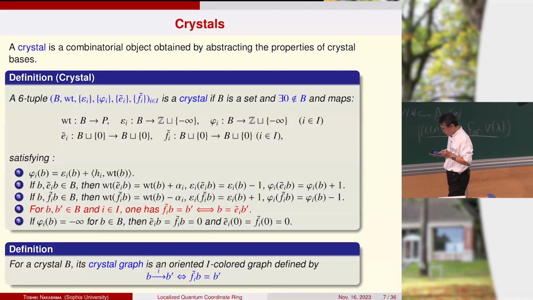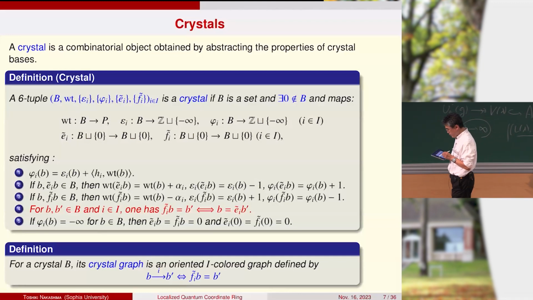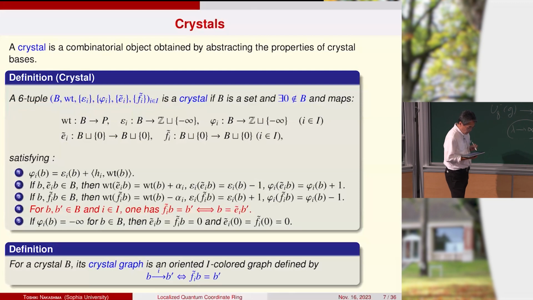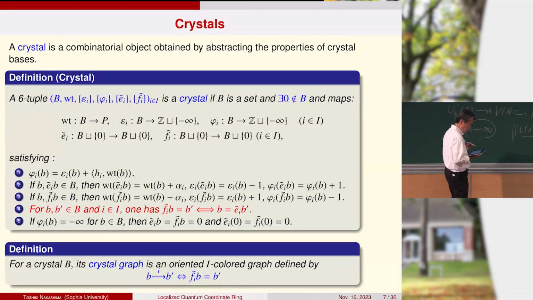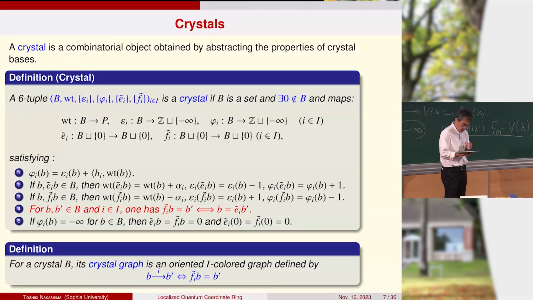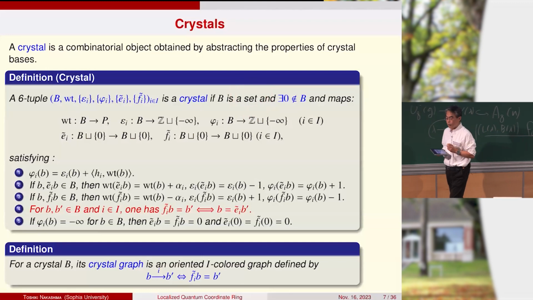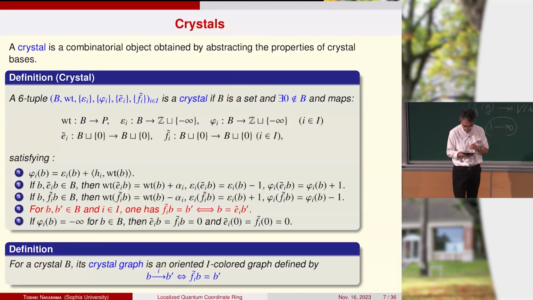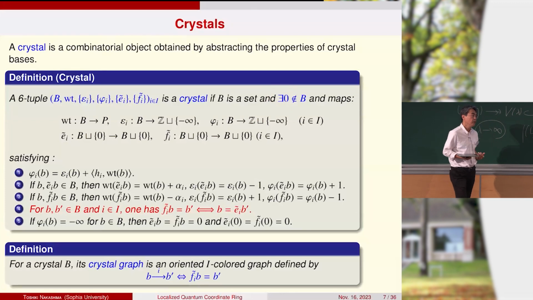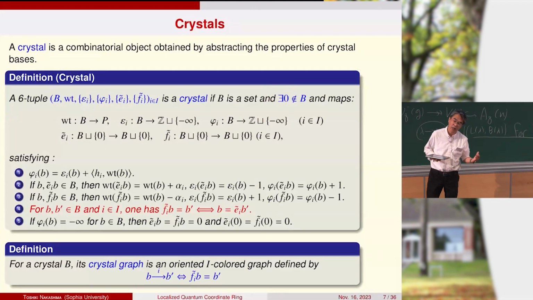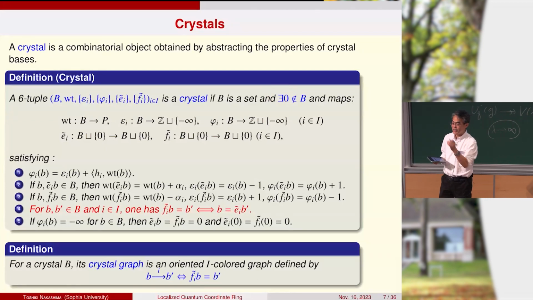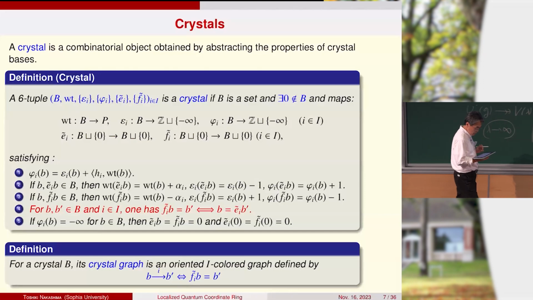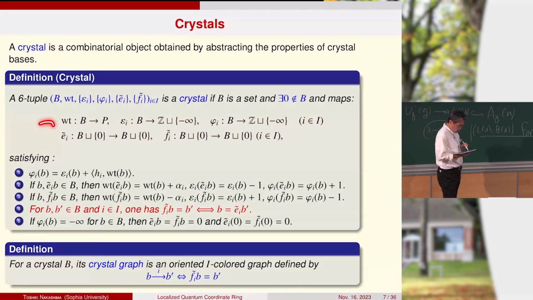obtained by abstracting the property of crystal bases. The definition is like this. Here we prepare the 6-tuple, B, weight, and so on. It is a crystal base if B is a set, just a set. And also we prepare one extra element, 0. This is outside B. Basically, a basis doesn't include 0, so we need 0 outside the basis elements. And here are the maps, the E tilde and the F tilde.